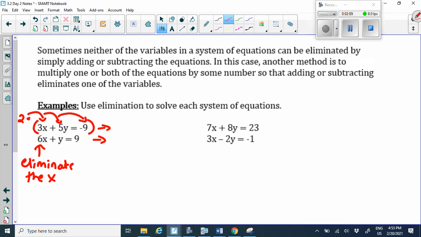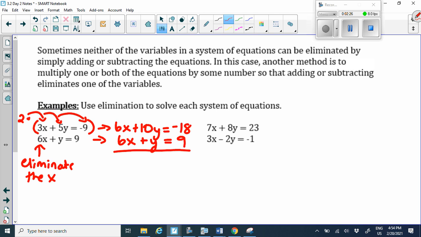So in my first equation, 2 times 3x gives me 6x. Then 2 times the 5y gives me plus 10y. And then negative 9 times 2 gives me negative 18. On the bottom, it stays exactly the same, okay?